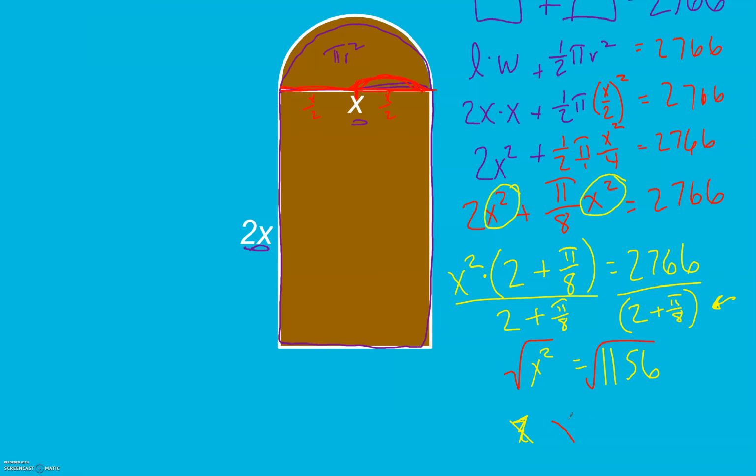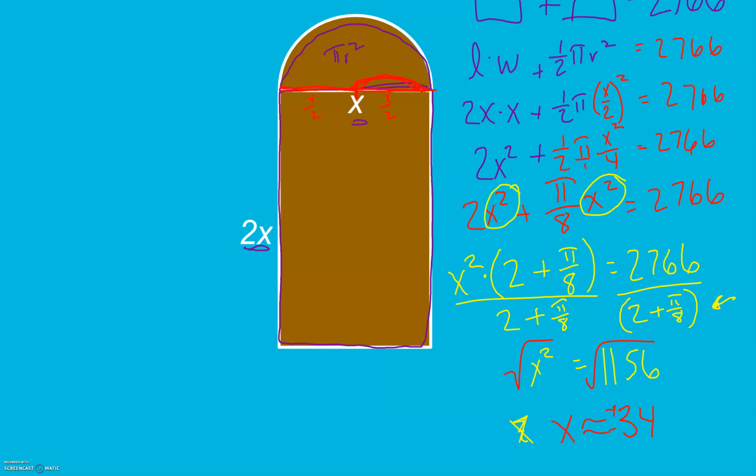So to get x by itself here and get rid of the square, we take the square root of both sides. And when we do that, we're going to get approximately 34. Keep in mind, whenever we take the square root, it's plus or minus.